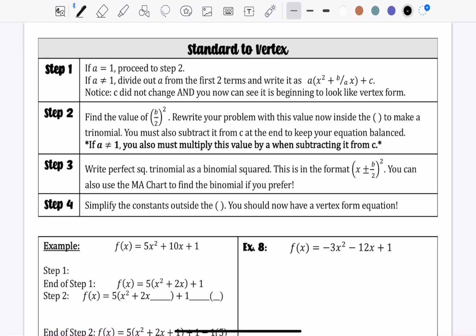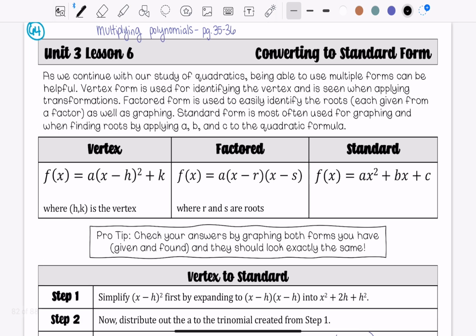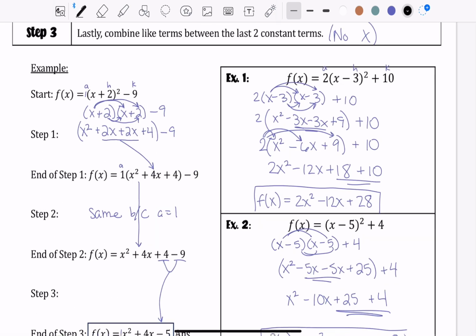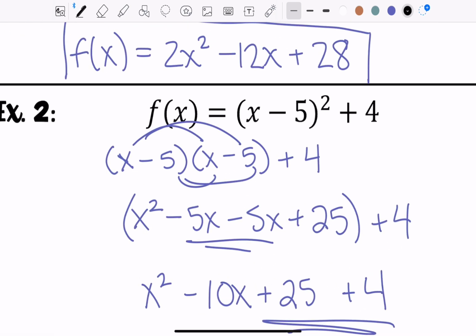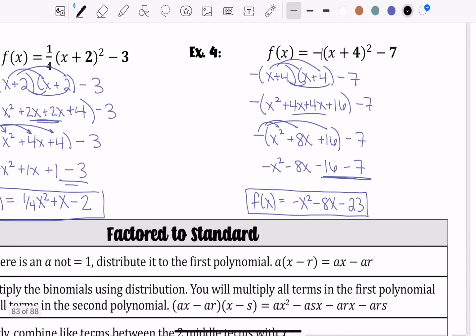Here at the top, it says step 1, if A equals 1, proceed to step 2. If A does not equal 1, then you have to actually do something with it. Similar to here. Remember, if A equals 1 on our vertex ones, we just immediately start multiplying. And if it doesn't equal 1, then we do have to do another step as well.